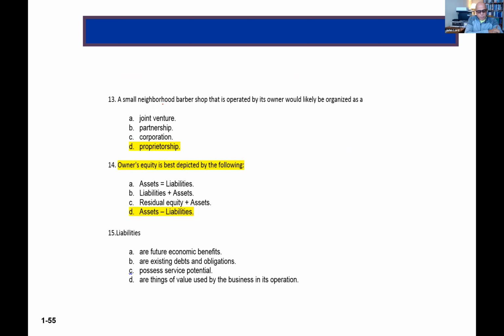A small neighborhood barbershop. Okay, small businesses tend to be sole proprietorship, guys. It doesn't have to be. I'm not sure that this is the greatest question in the world, but we do want to understand that we have sole proprietorship, we have partnership, we have corporation. Corporation is seen as a separate legal entity from the owners, and so there's limited liability. The owners are only limited to whatever their investment is in that corporation. Sole proprietorship, they can move against your own personal assets.